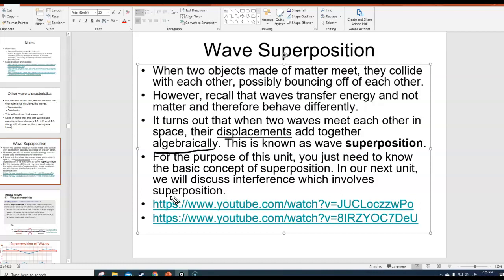As we will see in the next unit, because waves have this property of superposition, they can experience what's called interference, constructive and destructive interference, and we'll talk more about that in the next video. Okay, for now, I'm going to link these two videos below so you can watch those videos and learn more about superposition.